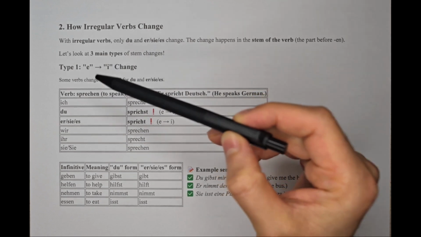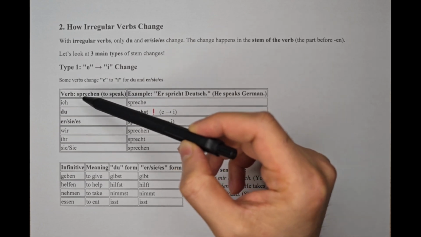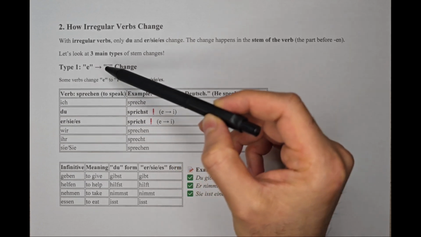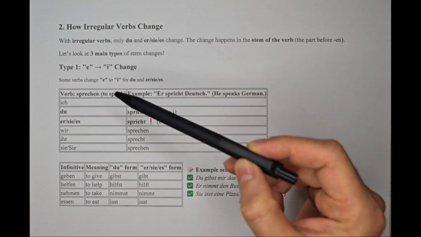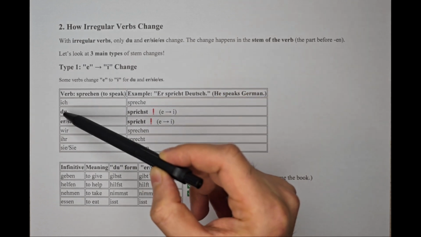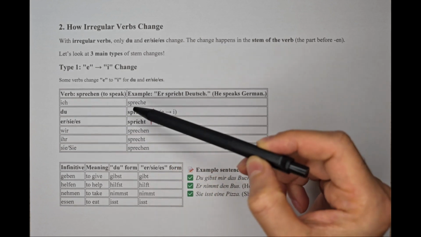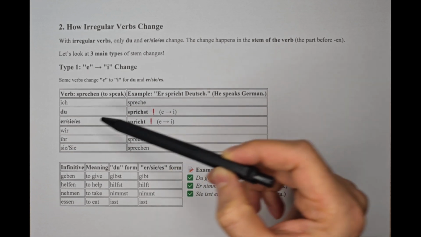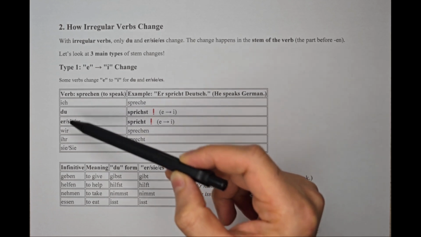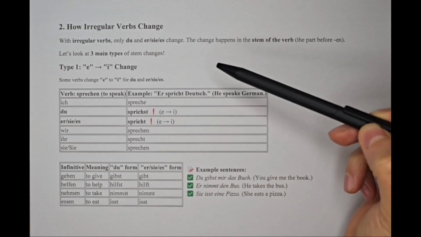The verbs that are irregular in the present, their e, for instance, in case of sprechen, the e in the stem of the verb will change into i. And this change will happen only for two personal pronouns, du and er, sie, es. So for instance, ich spreche, du sprichst, er, sie, es spricht. And the rest, ich, wir, ihr, sie, will stay the same just like with the regular verb.